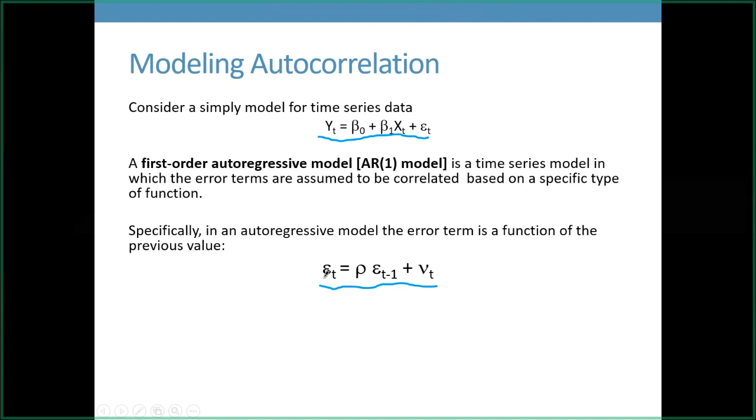That is, today's error term is a function of true randomness, and so v is going to be your good true randomness, plus some relation to yesterday's error term. And the correlation between yesterday's error term and today, or last period's error term and today, is going to be given by rho.